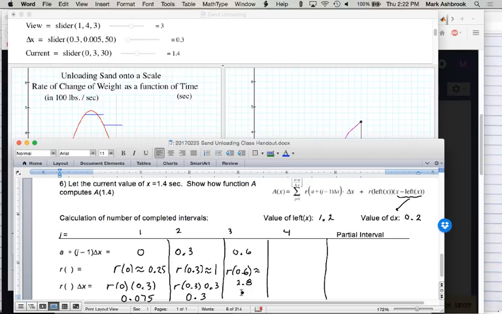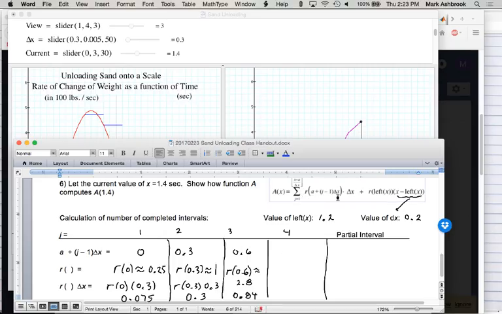And what does that give? So 2.8 times 0.3 is 0.84. What is that? That's the amount of accumulation in the third completed interval, calculated by this little formula right here, right? Now when j equals 4, the fourth interval.